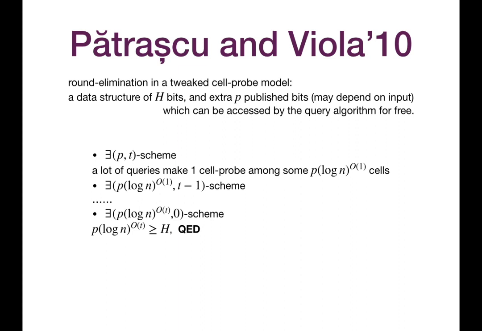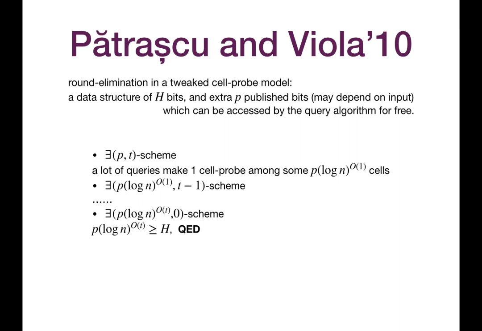The classic round-elimination was developed by Pătraşcu and Viola in 2010. Their proof uses a variant of round-elimination in a tweaked CRPRO model. In this model, a data structure may use H bits of space and extra P published bits. The published bits may actually depend on the database. They can also be accessed by the CPU for free.